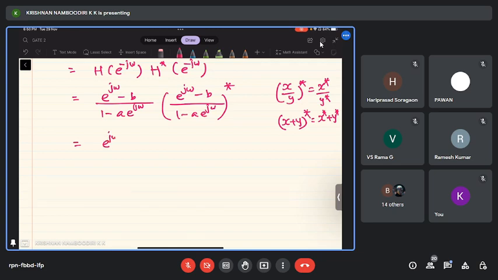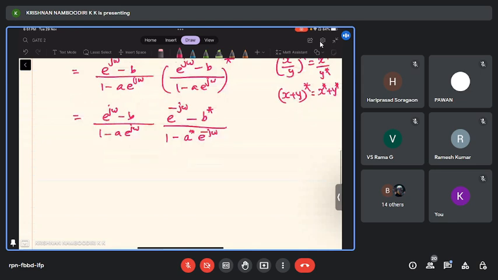Okay, e power j omega minus b divided by 1 minus a e power j omega into the conjugate of e power j omega, which is nothing but e power minus j omega. Conjugate of b is b star. The conjugate of 1 is nothing but 1. 1 minus conjugate of a, which is a star, and e power minus j omega. Correct? So now we can just do a brute force multiplication. e power j omega into e power minus j omega is 1, minus b e power minus j omega, minus b star e power j omega. Correct? Plus, minus b into minus b star is nothing but plus magnitude of b whole square.